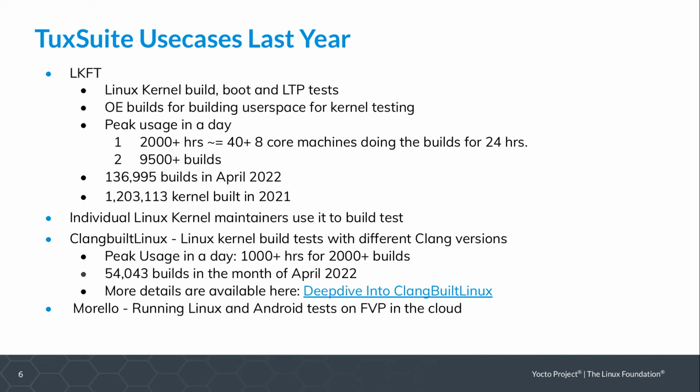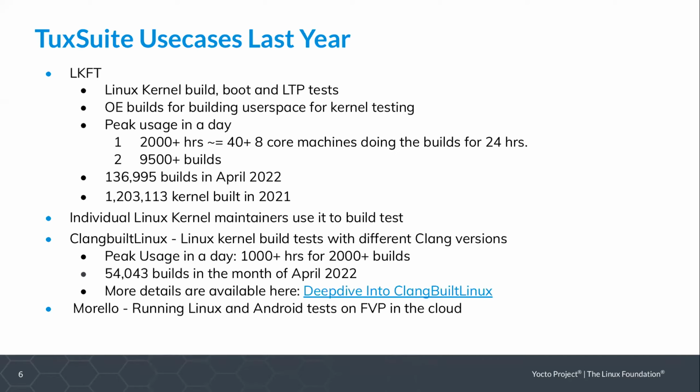On a single day, when they have RC releases, they'll have more than 9,500 builds being done. To give you a perspective, more than 130,000 builds were done in April, compared to around 1.2 million kernel builds in the whole of last year. The tool is used by Linux kernel maintainers locally to submit and build their kernels and test them. And that will allow them to do a sanity check before pushing their patches for review.